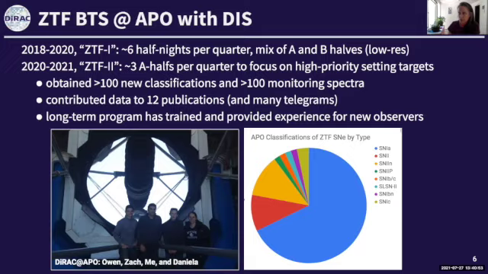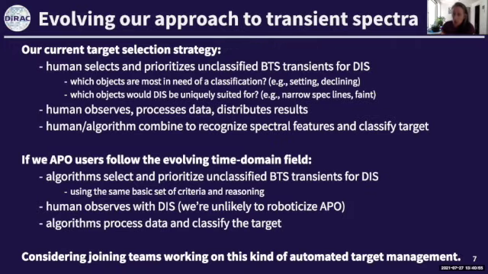In the future, we want to think about how we continue to evolve our use of APO to keep it efficient and keep it contributing as well as possible. So our current target selection strategy is very human run, very intensive. The human, me, I select and prioritize unclassified BTS transients for DIS. I'm thinking about which objects most need classification, which objects DIS would really excel at, where can we get the most bang for our buck, basically.